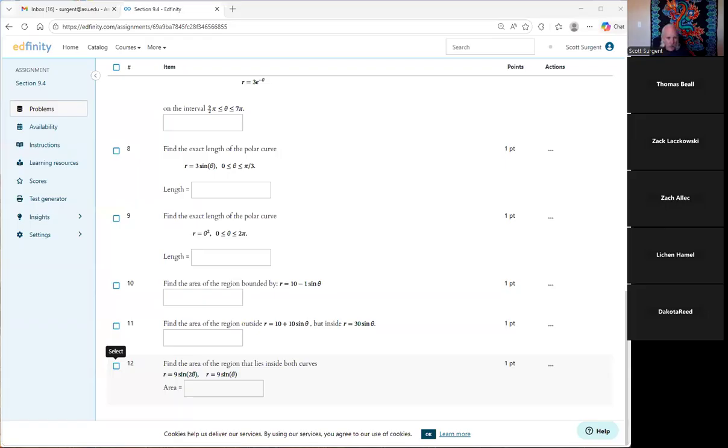Number 11. Find the area of the region. We've got two polar curves, r equals 10 plus 10 sine theta, and then r equals 30 sine theta. And we want outside the first one, but inside the second one. Now, probably like me, you probably have no idea what this thing looks like.